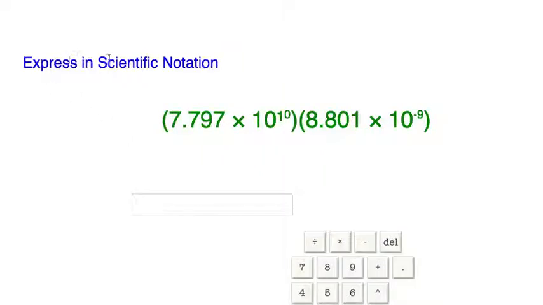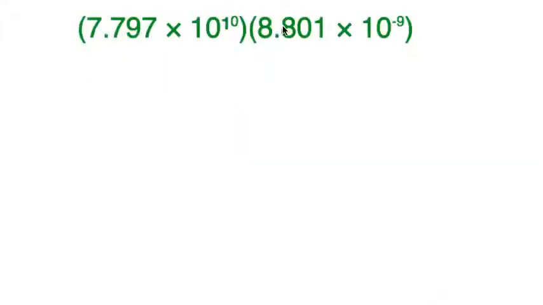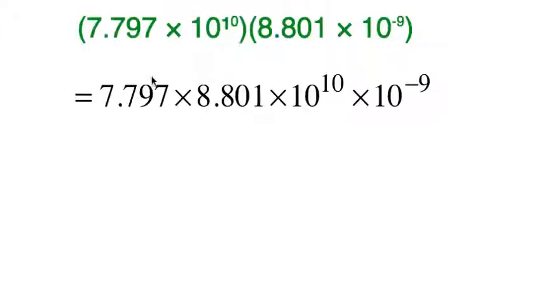Here's a level 5 question expressed in scientific notation. Okay, so we're multiplying 7.797 times 10 to the power of 10 times 8.801 times 10 to the negative 9. What I'm going to do is multiply the numbers together and multiply the powers of 10 together, like this. So you don't actually have to write it out. I'm going to multiply the 7.797 times the 8.801, and then the 10 to the 10 times 10 to the negative 9.